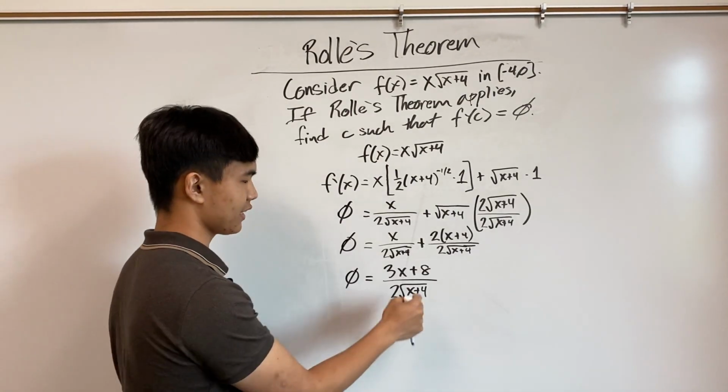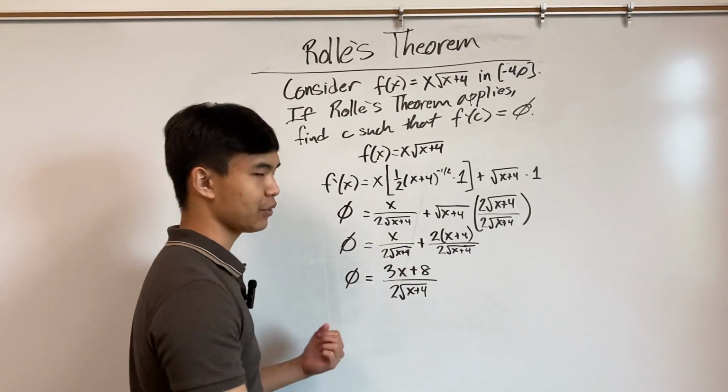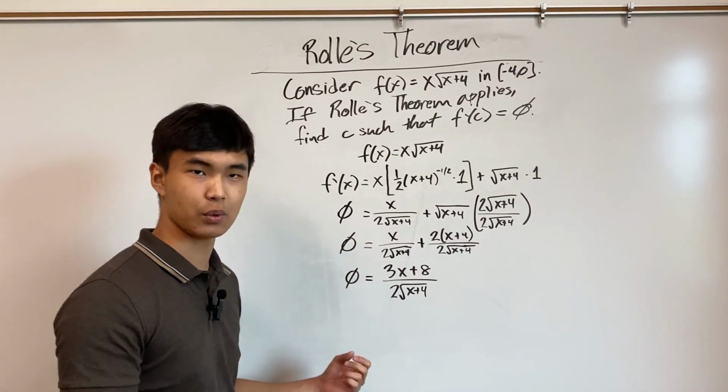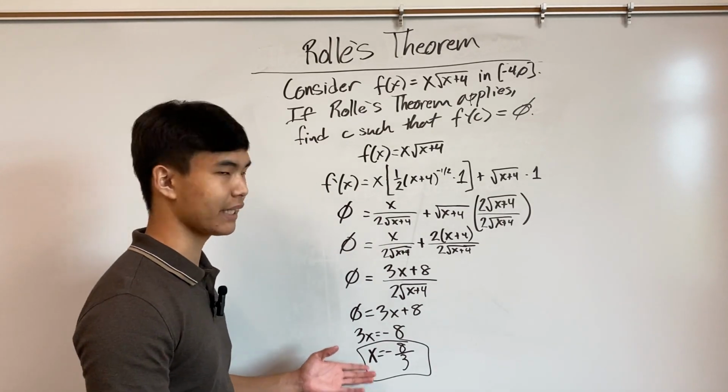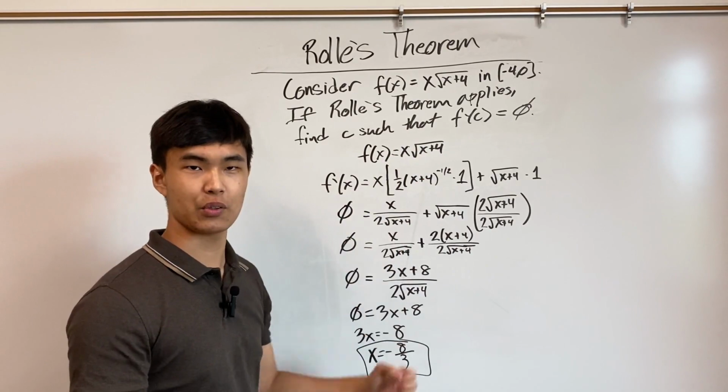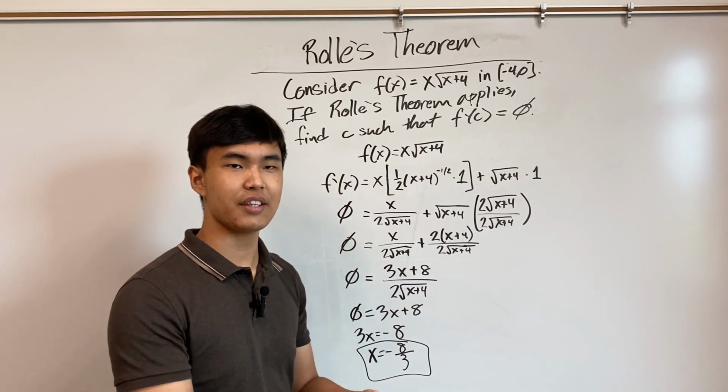That combines into this. The only time this fraction can equal 0 is when the numerator equals 0, so we just have to solve 3x plus 8 equals 0. From this, we see that x equals negative 8/3. And this is our guaranteed value c such that f prime of c equals 0. That's an overview of the mean value theorem and Rolle's theorem.